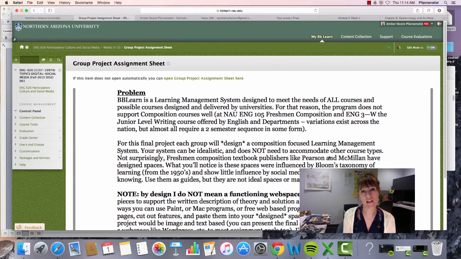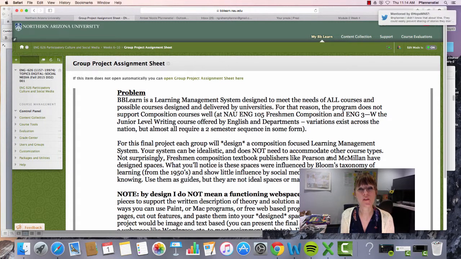When I say design, I don't mean you need to build a functioning website. What I mean instead is you need to have a mock-up designed that shows tools. It describes how the tools could or would work and how they specifically support composition pedagogy as well as a composition course. If you're not overly familiar with composition pedagogy, I'm more than happy to help supply some of the resources that you might need for that, which will then go into your annotated bibliography.